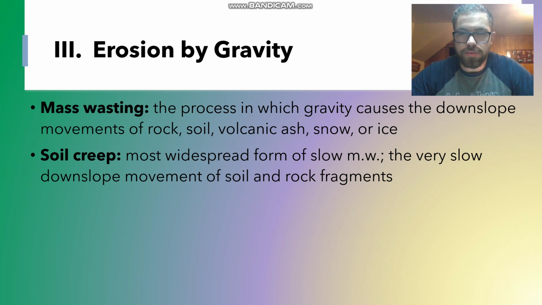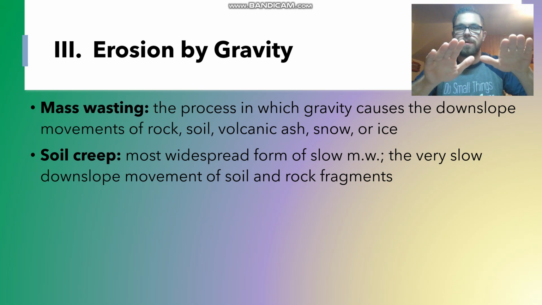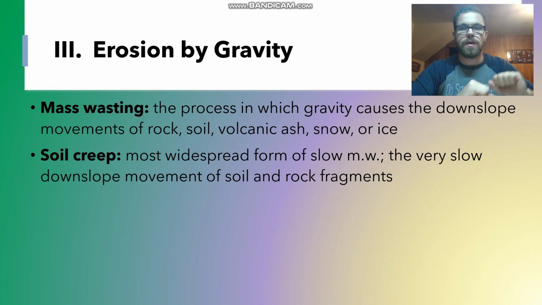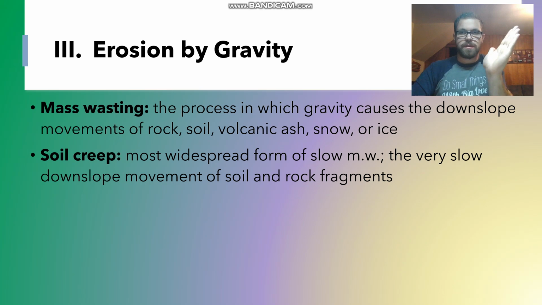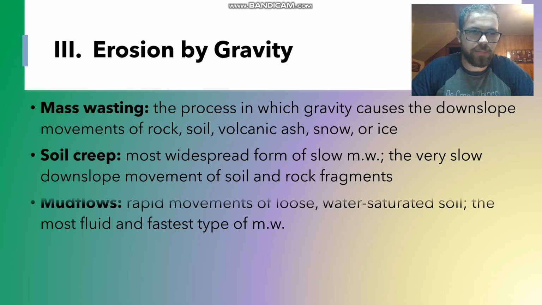So one of the slowest ways in which mass wasting happens is called soil creep. It's the most widespread form as well, and it's just a very slow downslope movement of soil and rock fragments. So if the soil very slowly over a period of time moves down the hill, that is soil creep, and you'll see evidence of this. If you had a telephone pole, it'll slowly tilt, and eventually if you let it go, it would probably fall over entirely.